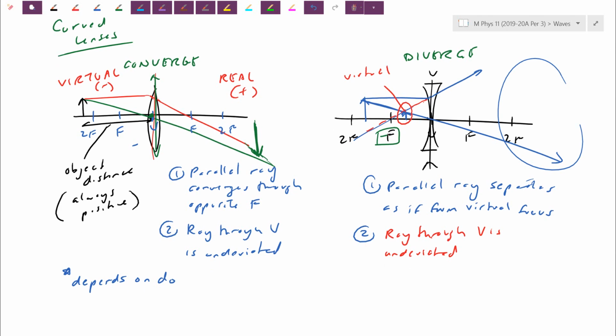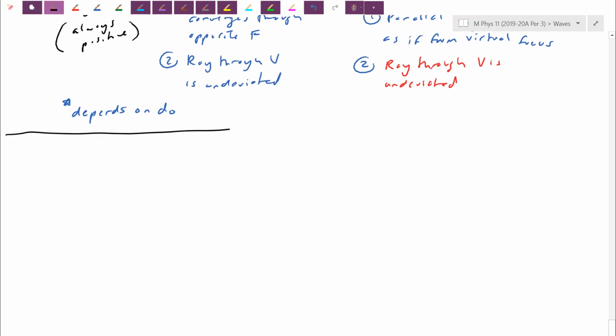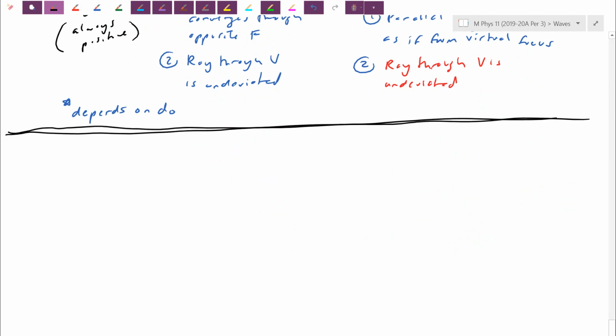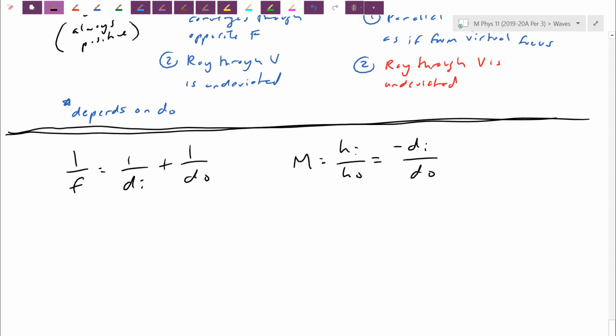So let's just switch over to take a look at our equation. This thin lens equation works for both mirrors and lenses. So we had 2 equations. One was 1 over F is 1 over di plus 1 over do. The other one was magnification, M equals hi over ho, equals negative di over do. So this gives us some nice relationships between focal length, object distance, and image distance.